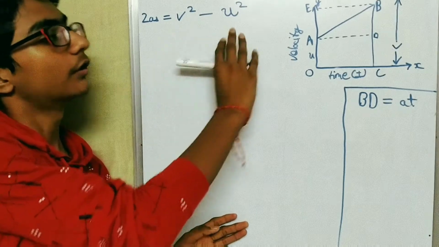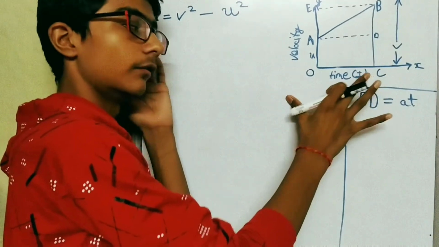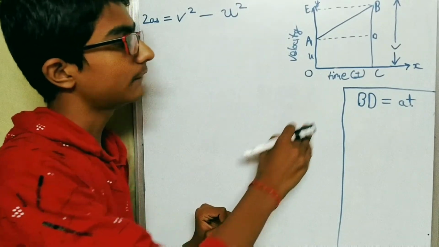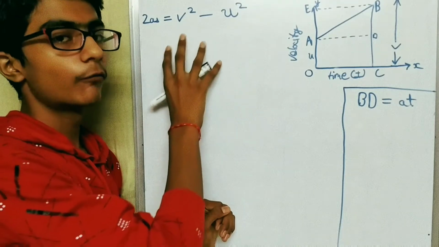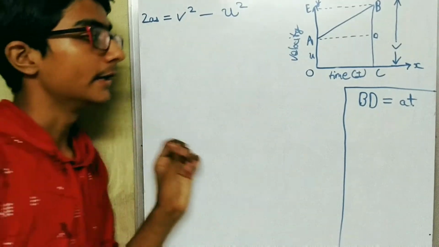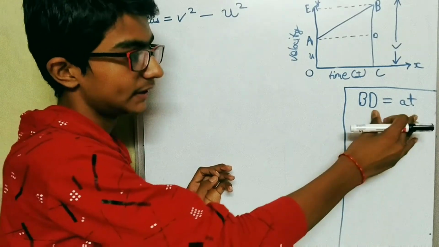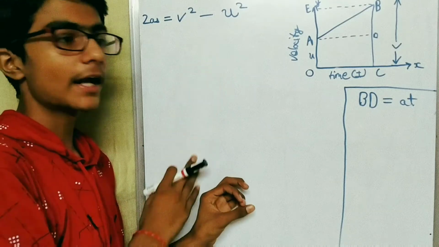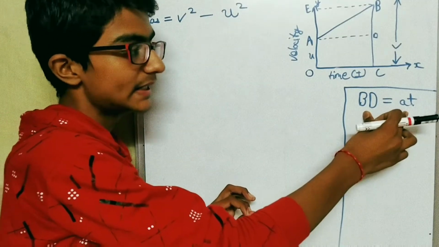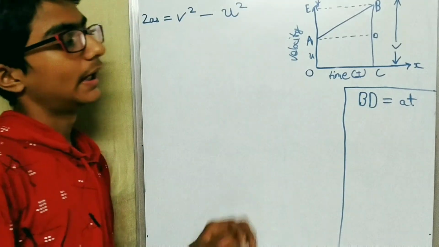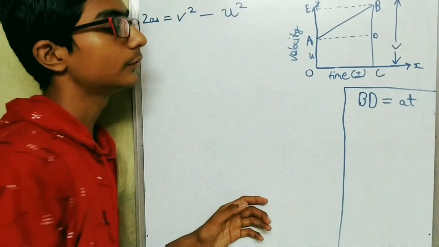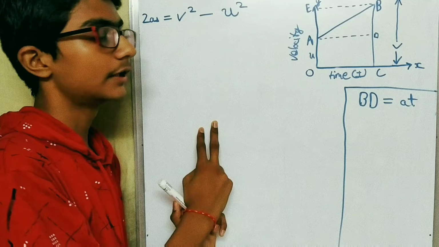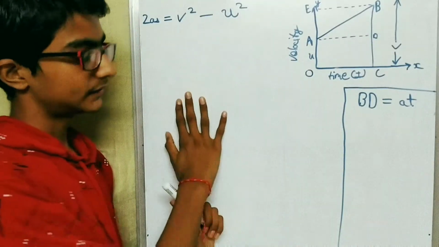And today we are going to do the third equation. This is the graph from which we are going to do this equation, and remember, this is the only graph from which you can derive all the three equations. We found that BD is equal to at in our first equation. When we derived the first equation, we got that BD is equal to at, and this is going to help us here. It also helped us in deriving the second equation, and it is also going to help us here.